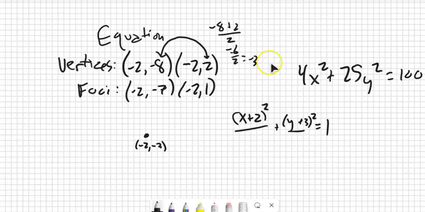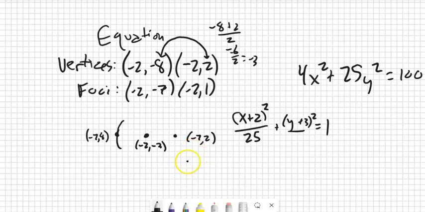Okay, now this tells me it goes out to negative 8 and back to negative 2. So negative 3, negative 4, 5, 6, 7, 8. And then out to 2: negative 2, negative 1, 0, 1, 2. So this distance is 1, 2, 3, 4, 5. So this must be, oh yeah, that's in the x direction. This must be a 25.